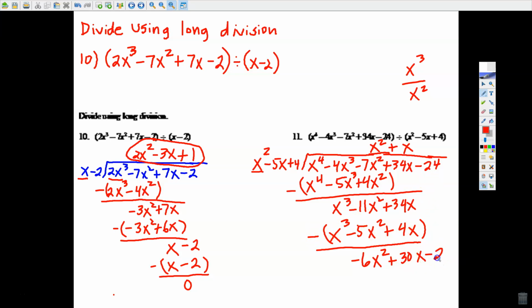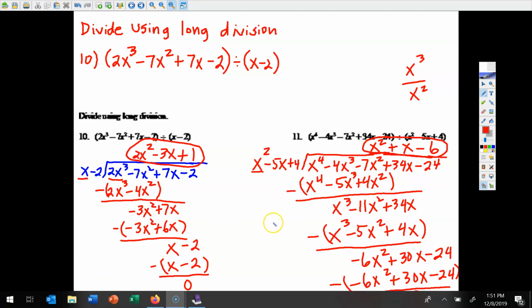And then bring down the last term and repeat. So x squared goes into negative 6x squared negative 6 times. And negative 6 times all three of these: negative 6x squared plus 30x minus 24. And once again, it looks like we're going to have a 0 remainder. So my answer for number 11 is x squared plus x minus 6.